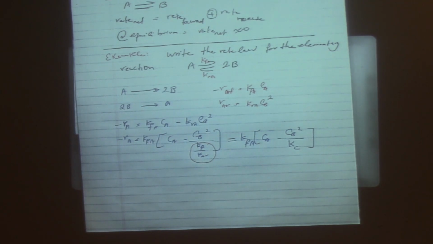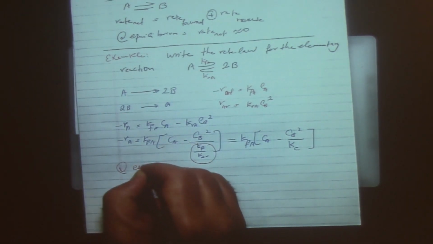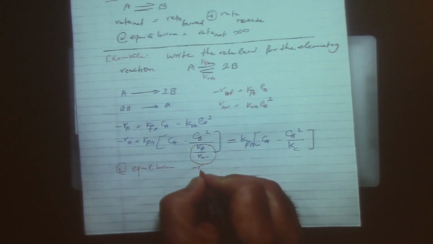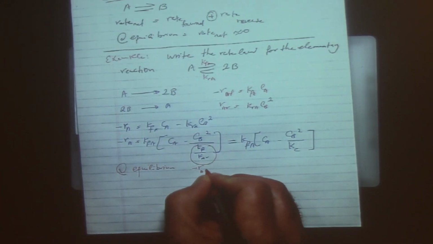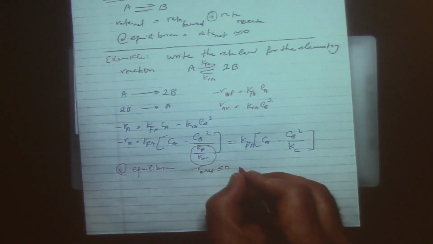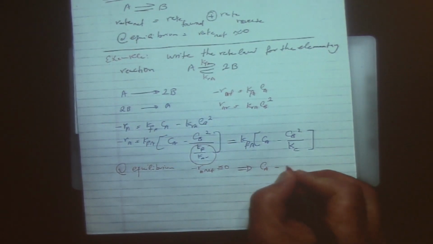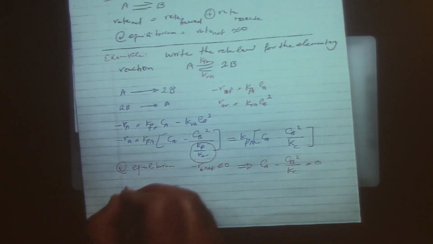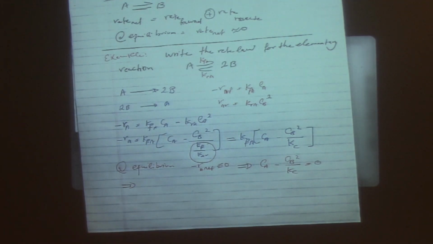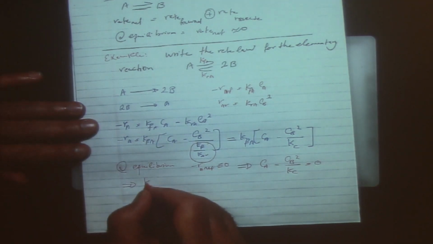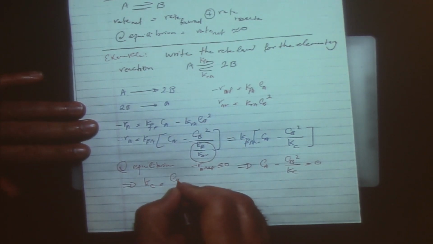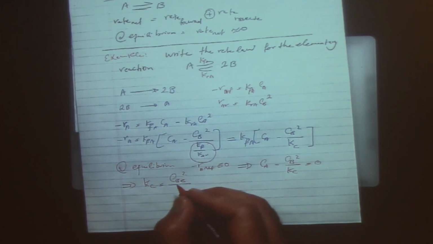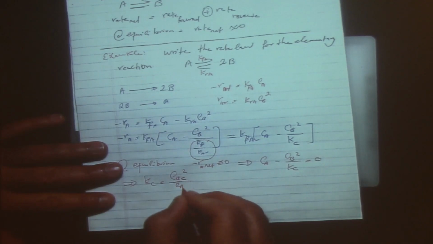So at equilibrium, the net rate is 0. Therefore, C_A minus C_B squared over K_C is 0. And obviously, we can easily calculate K_C from this equation: K_C equals C_BE squared divided by C_AE.